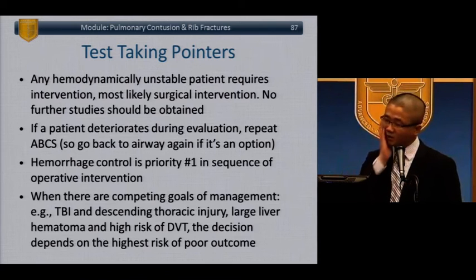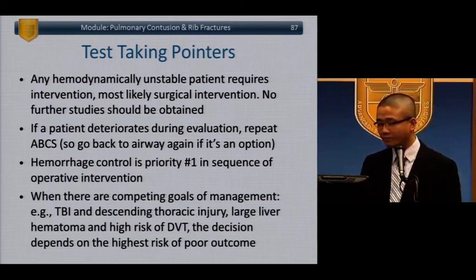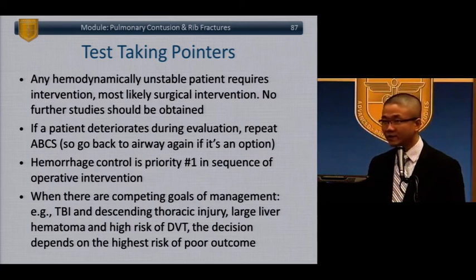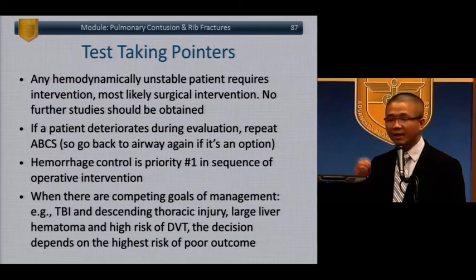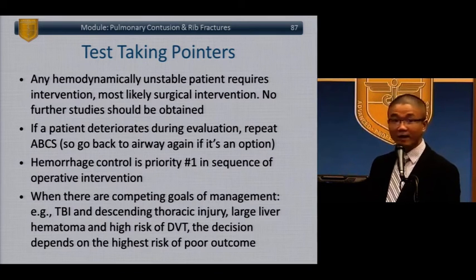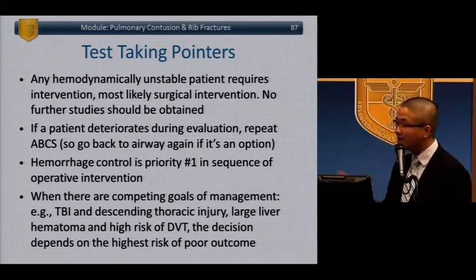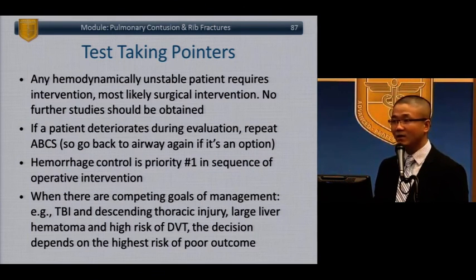I wanted to go over some general test taking pointers, but mostly important as it pertains to trauma. Any hemodynamically unstable patient requires intervention. They do not go to the CAT scanner. They don't go to MRI. They need some sort of a surgical intervention. Okay, no further studies should be obtained. There is a caveat to that for pelvic fracture patients who may end up in the angio suite. We'll get into that in the second module of the second hour of trauma for lower body injuries.